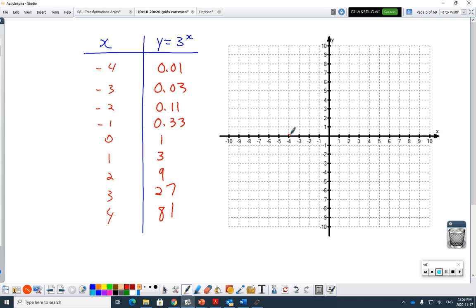-4, 0.01, that's like right on the axis. Well, it's not right on the axis. It's really close to on the axis, but it's not quite there. And then this is not much better. It's like right on the axis. -2, well, that's a little higher. -1, oh, that's coming up then. And then 0, 1. Now here we go.